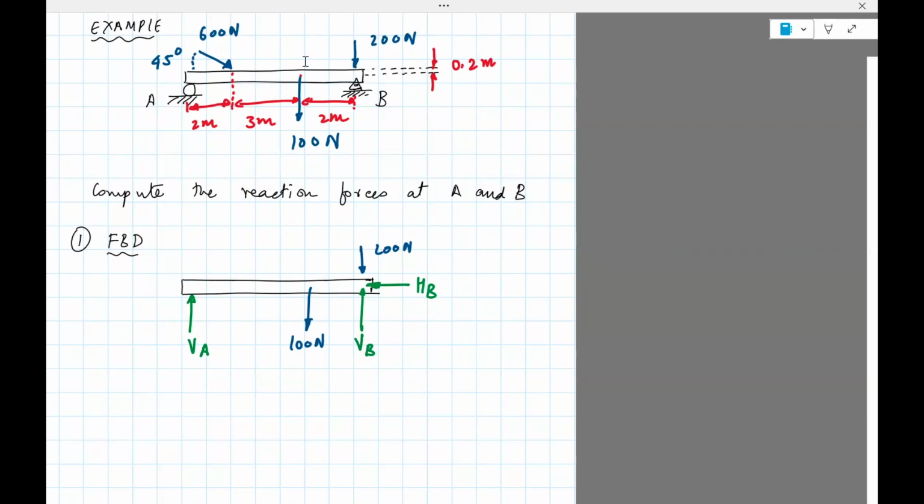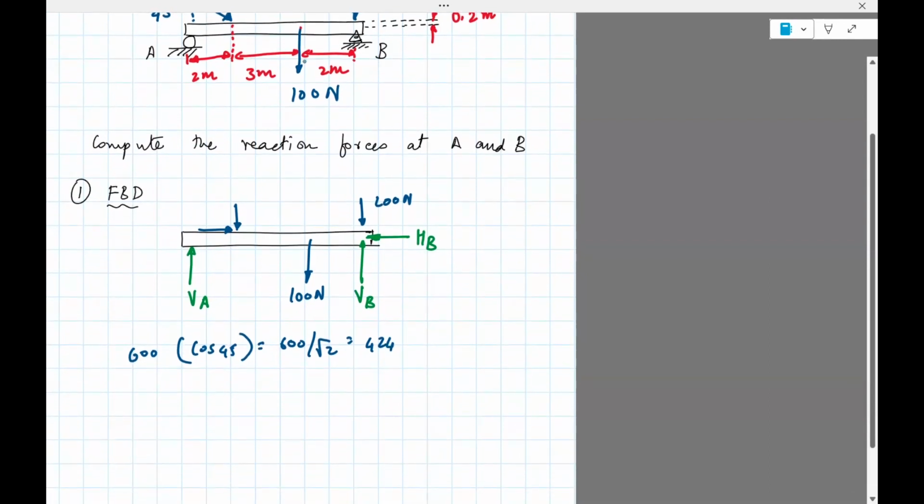I could keep it that way, but just to make my life easy, I'm just going to compute its components in the vertical and horizontal direction, because that will actually make it easy to write the equilibrium forces. So the 600 Newton force, I'm going to draw it as resolve it. So 600 times cosine of 45, it's 600 divided by square root of 2, which is actually 424.